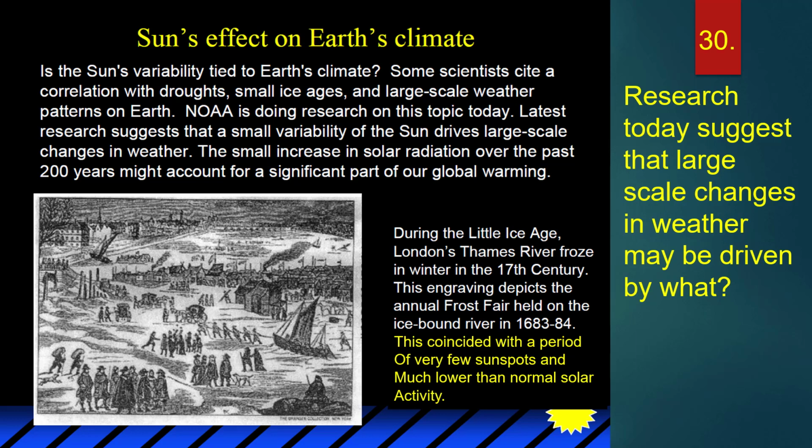During the Little Ice Age, London's Thames River froze in winter in the 17th century. This engraving depicts the annual frost fair held on the icebound river in 1683 to 1684. This coincided with a period of very few sunspots and much lower than normal solar activity. Question 30. Research today suggests that large-scale changes in weather may be driven by what?